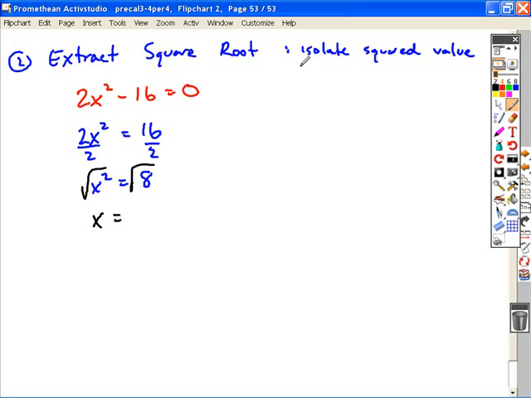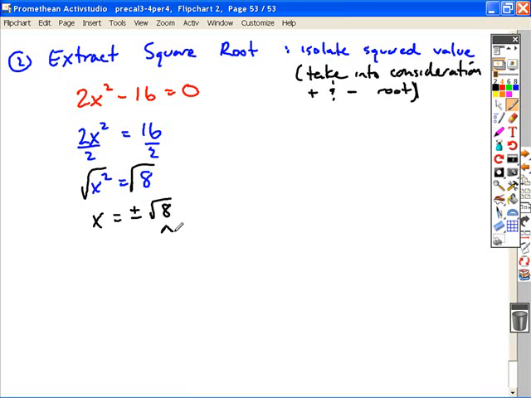Okay, so in this, you have to take into consideration positive and negative root. And so when we answer this, we get x equals plus or minus the square root of 8. Well, are there any perfect square factors you can remove from 8? Square root of 4 comes out as a 2. So your answer, x is equal to plus or minus 2, and then the square root of 2 is going to stay inside your radical. Okay, so you do have to take that into consideration.